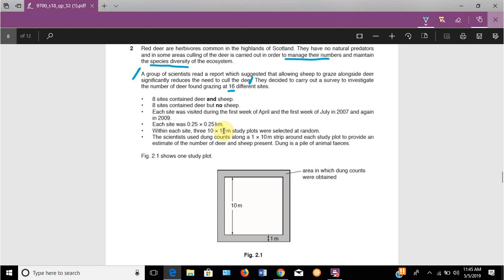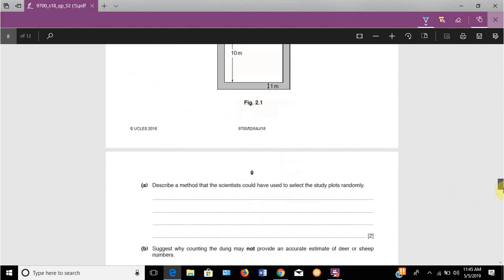and this is a good procedure. And the area within each site, basically this circumference over here, and this is what a single study plot looks like. So far, so good.